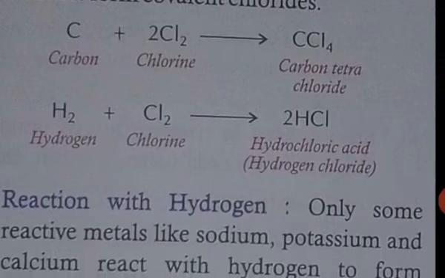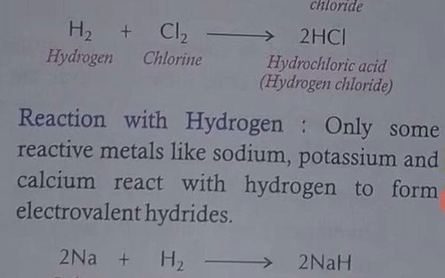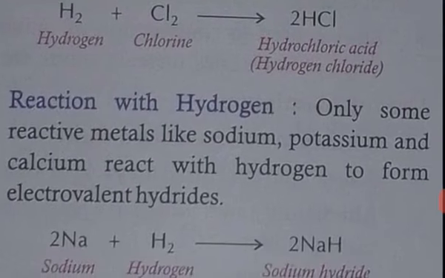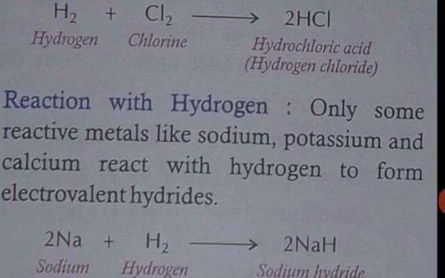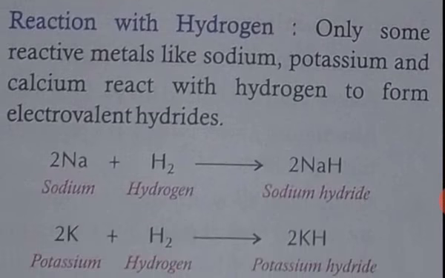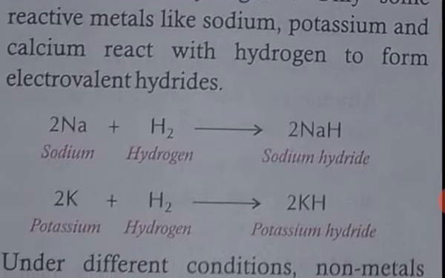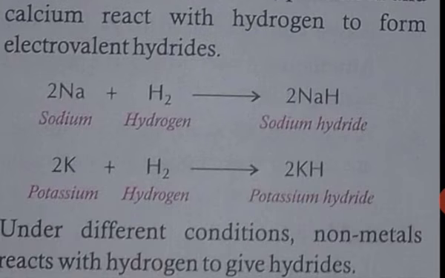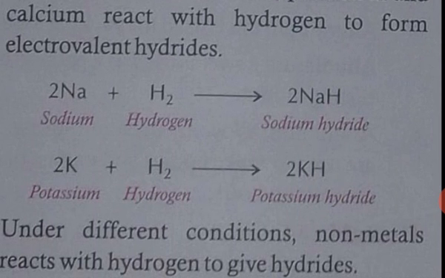HCl means hydrochloric acid. And the reaction with hydrogen: only some reactive metals like sodium, potassium and calcium react with hydrogen to form the electrovalent hydrides, that is 2Na plus H2 is equal to 2NaH, that is the sodium hydride. Another example is 2K plus H2 is equal to 2KH. Okay, and under some conditions non-metals react with hydrogen to give hydrides.